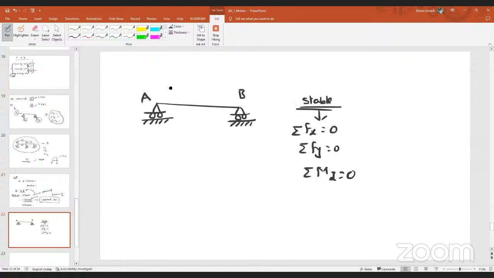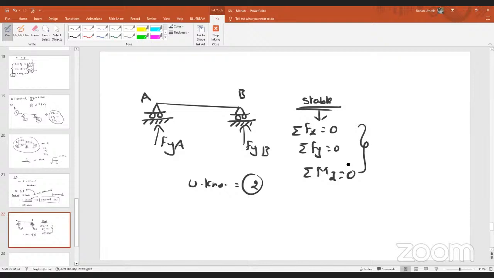Now come to the problem. How many reactions will exist at point A? One, sir. What is it? Let us say force along y at A. Similarly at B, force along y. That means how many unknowns am I having? 2. 2, sir. But how many equations am I having? 3, sir. Can I get the exact solution here? No, sir. Not possible. So that's why in this case, I will call it unstable.